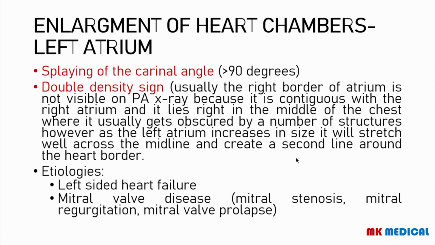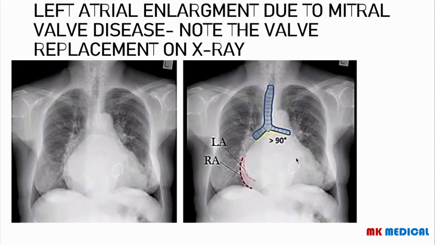So when the left atrium increases in size, it will stretch across the midline and create a second line or a second heart border. You refer to this as a double density sign. Things that can cause left atrial enlargement include left-sided heart failure and mitral valve disease like mitral stenosis, mitral regurgitation, even mitral prolapse.